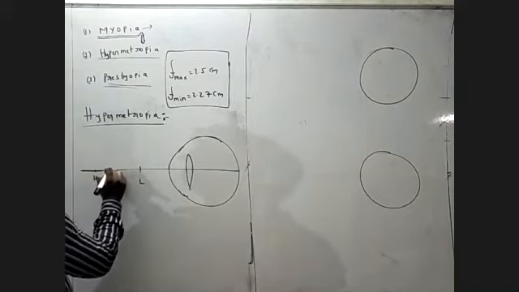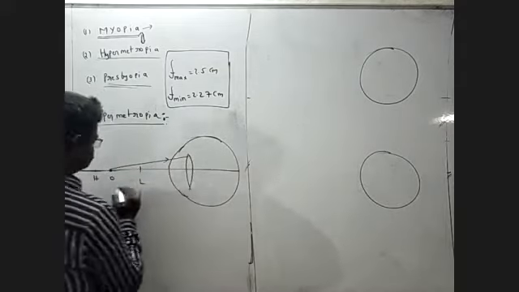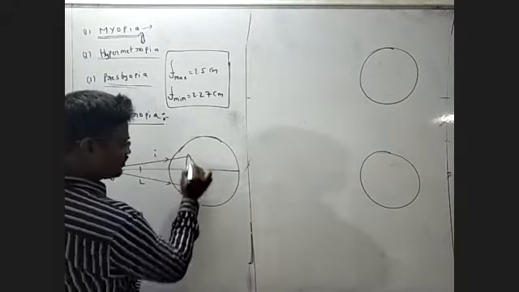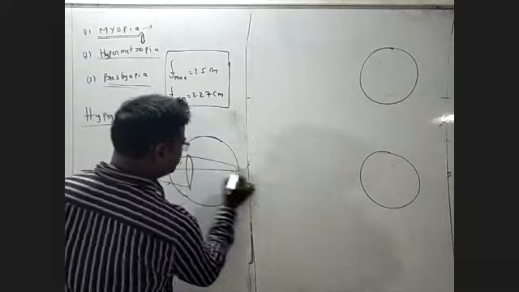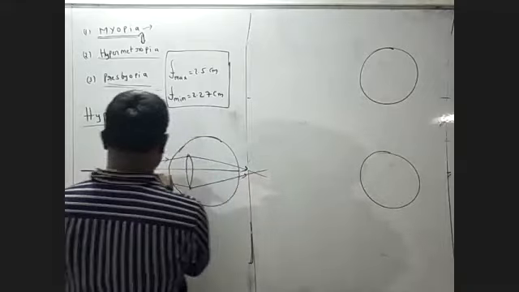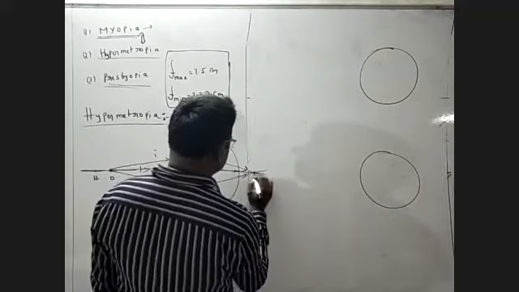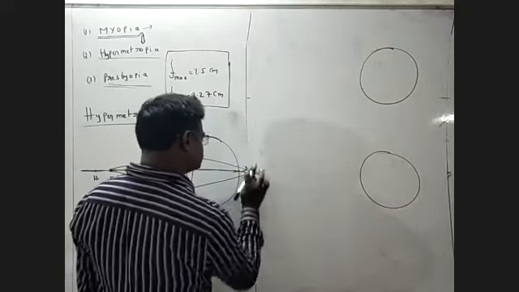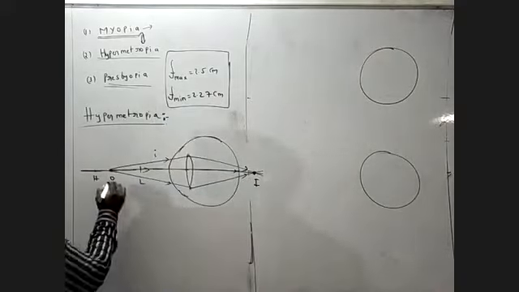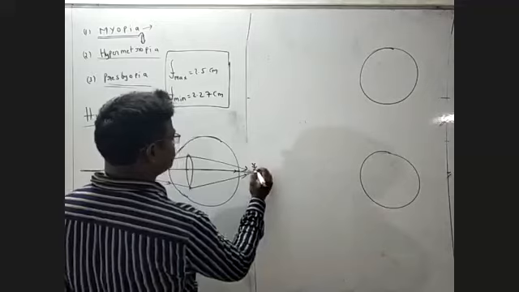This is the far point. The object is placed here. This is a light ray, which strikes at this point. This is the incident ray, and this is a convex lens. It converges the refracted rays at this point. One more ray passes along the principal axis. The image is formed here. So the object is at this place, and the image is formed here.